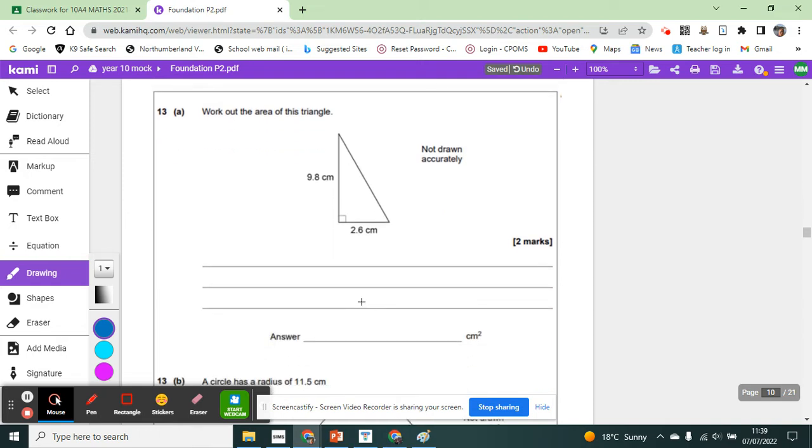Work out the area of this triangle. Okay, so for the area of a triangle, we need the formula: area is equal to a half times the base times the height. And the base and the height must be at 90 degrees. So there's the 90 degrees. So we're basically going to do a half multiplied by 2.6 times 9.8. So 0.5 times 2.6 times 9.8 gets me 12.74. Make sure that your answer seems to make sense. That's about 10, that's about 3. 10 times 3 is 30, half of 30 is 15. 12.74 seems reasonable.